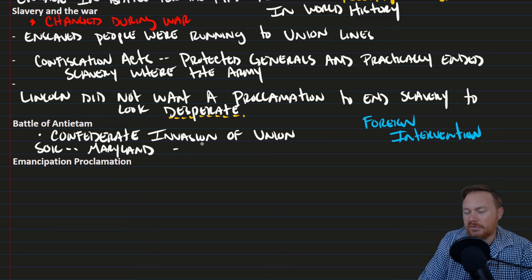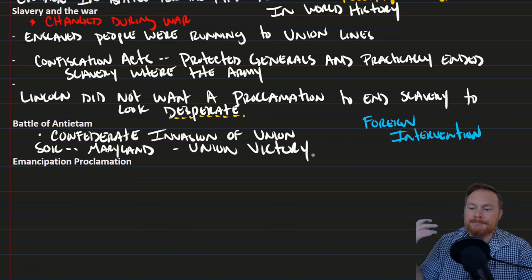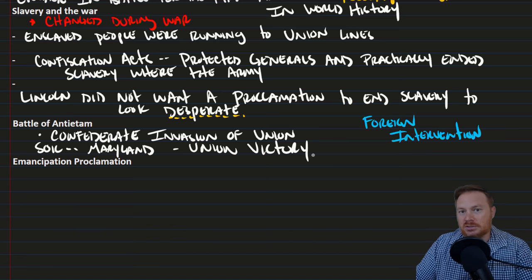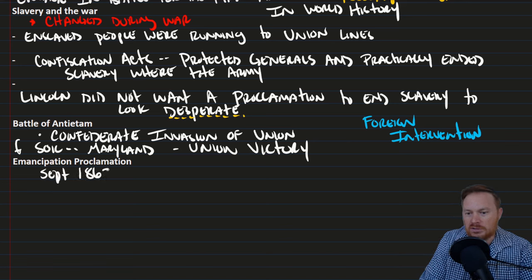However, the Battle of Antietam was enough of a Union victory, and the Confederate army in Maryland was forced to retreat back to Virginia. McClellan eventually does get fired, so his tenure as the Union general doesn't last too long. But this Union victory paved the way for Lincoln to issue his Emancipation Proclamation, which came in September of 1862. It would go into effect January 1863.